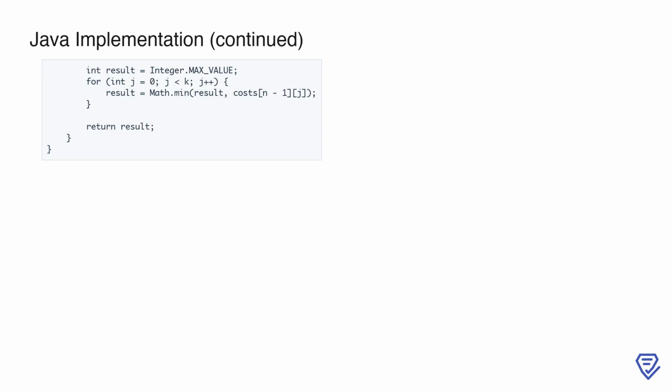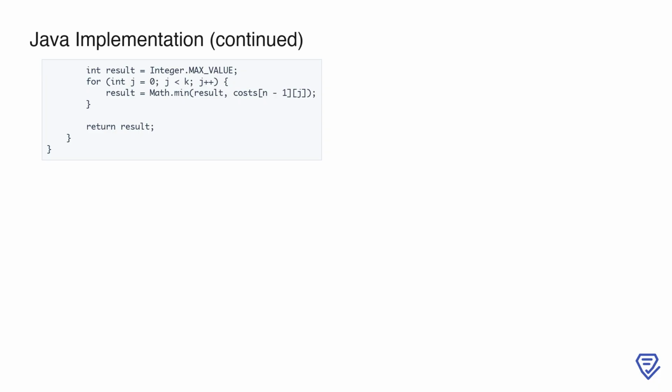Finally, after processing all the houses, we calculate the overall minimum cost. To do this, we iterate through the last row of the costs array, which now contains the cumulative costs for all color options for the final house. We use the Math.min function to find the smallest value among these options, which represents the minimum cost of painting all houses while satisfying the color constraints. This value is then returned as the result.